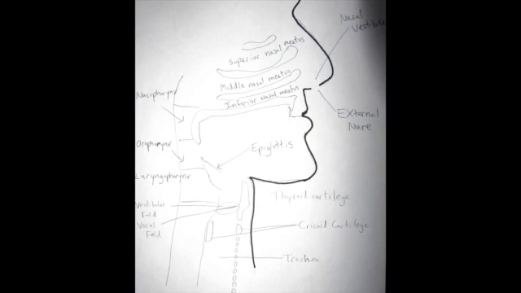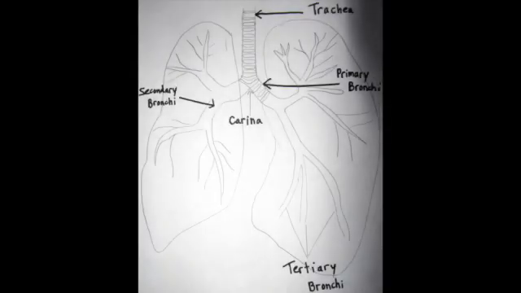Then the air goes through the larynx and eventually down through the trachea, as you can notice. Here we have an image of the lungs and the trachea, and if you see in the label there's the carina. The carina is a ridge of cartilage where the division between the two bronchi occur.